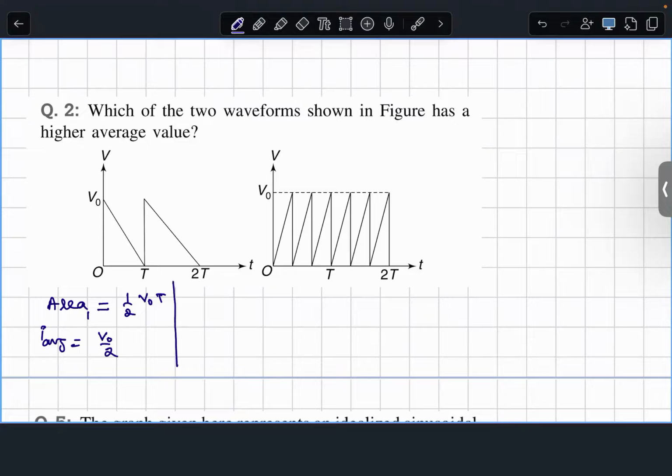In the second case, 1, 2, 3, T by 3. So area 2 is equal to half into V naught into T by 3. Then you will divide it by T by 3 only. So what is I average? V naught by 2. Both the occasions it is the same. Any doubts?